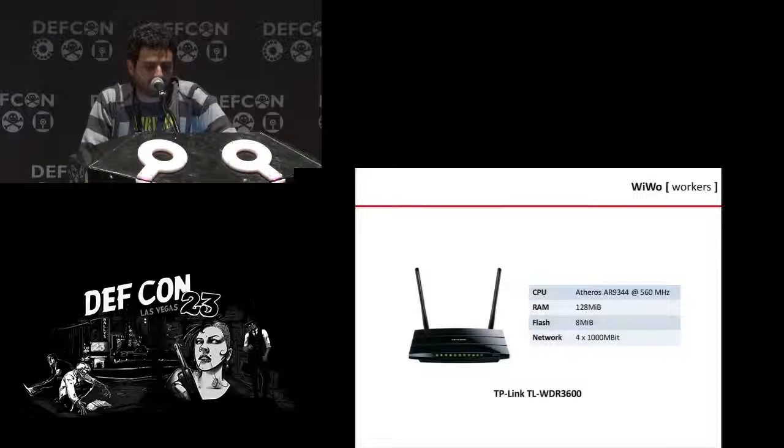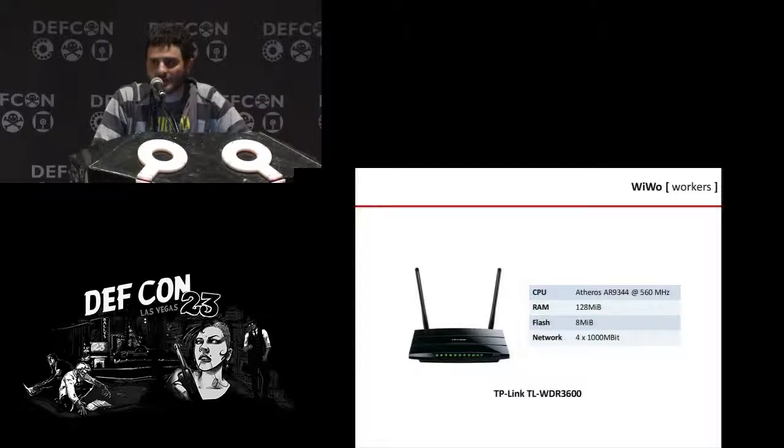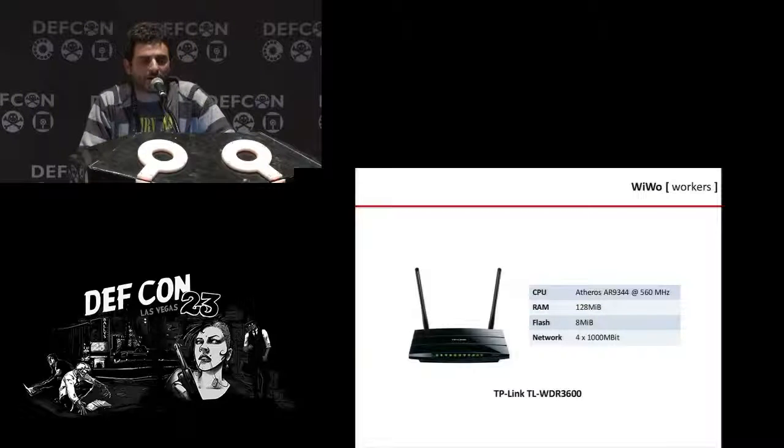We also chose this other kind of router. It's another TP-Link. The main feature of this kind of router is they have 2 wireless interfaces. One of them works on 2.4 gigahertz, and the other one on 5 gigahertz. We designed and implemented WIWO to support routers with more than one interface.